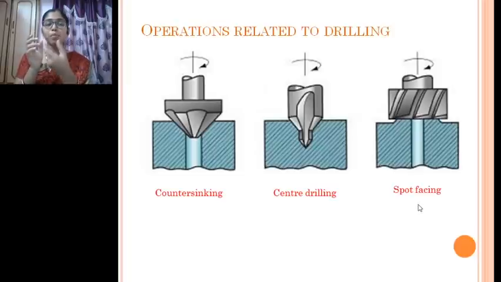Such pins or screws and nuts can be placed by using this kind of operation. This is the operation meant for producing those types of profiles. So by using a countersinking operation we can produce a tapered hole, that is, up to some depth we can make the hole tapered. The next one is the center drilling operation.